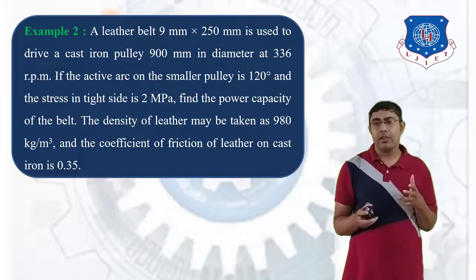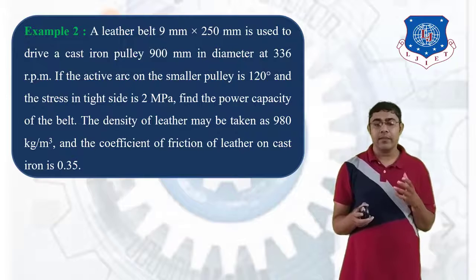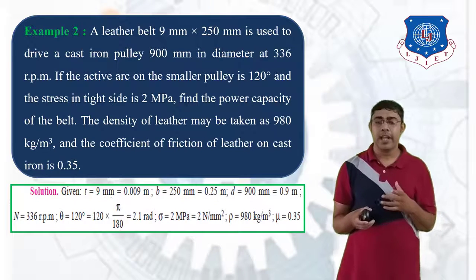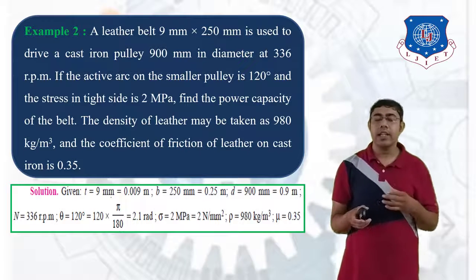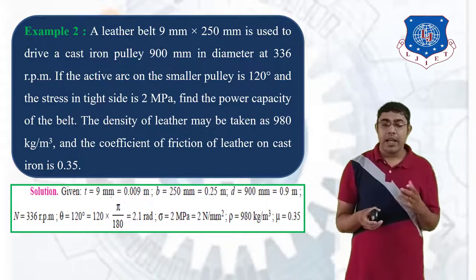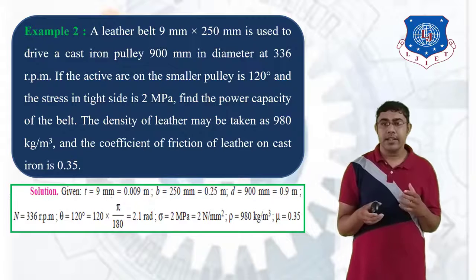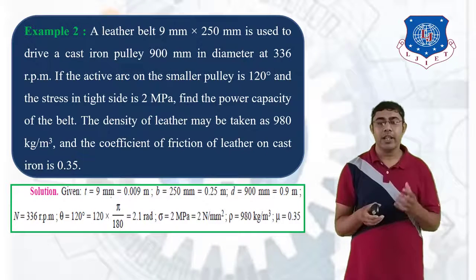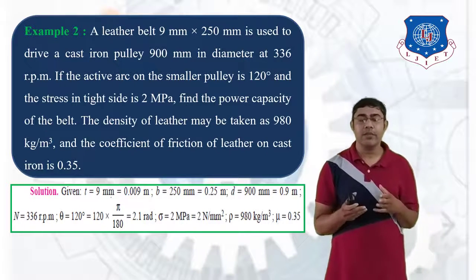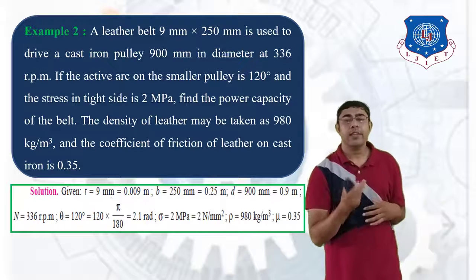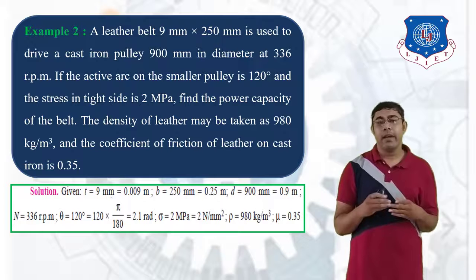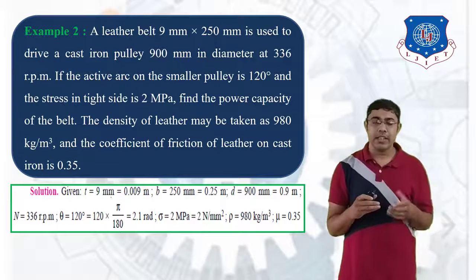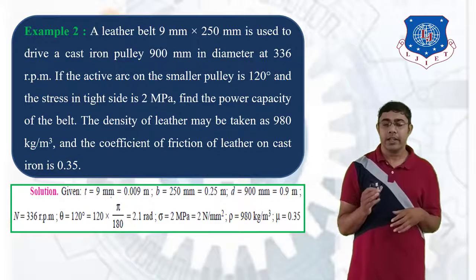So first of all we collect the data given, that is t is equal to 9 mm, b is 250 mm, and d is 900 mm. N is given, that is 336 revolutions per minute, and theta is given, that is 120 degrees. If we convert into radians, we multiply by pi by 180, so we get theta is equal to 2.1 radians.